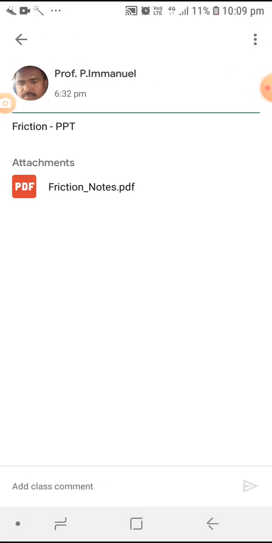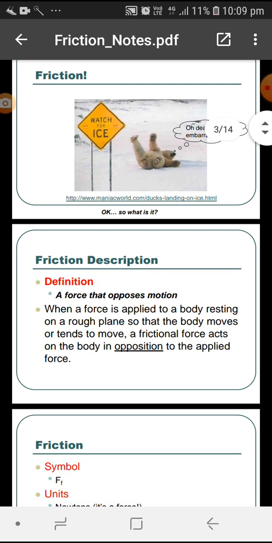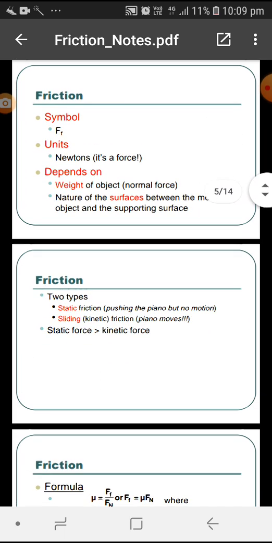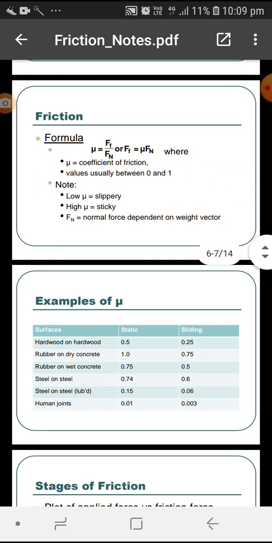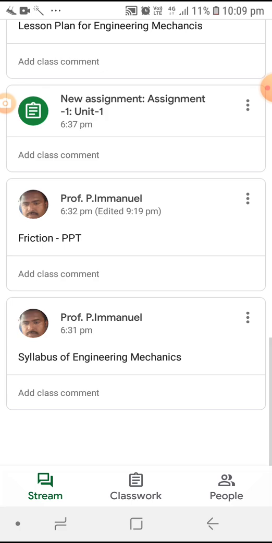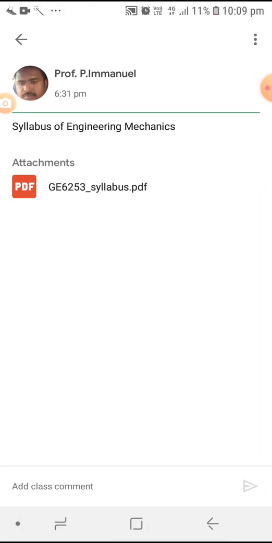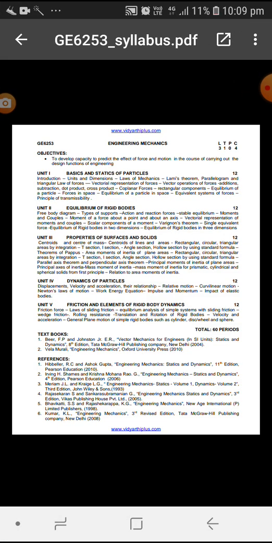Then the PPT, it is about friction. Here the basics of friction and the various laws and formulas, everything is posted. So this will be useful for the students again. Now the last one is the syllabus for the subject engineering mechanics. So this is the syllabus for the subject.